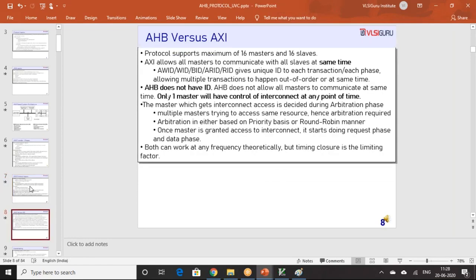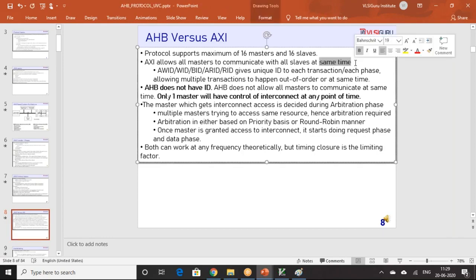Okay, now let us talk about the differences between AHB and AXI. The AHB protocol supports a maximum of 16 masters and 16 slaves. Even in AXI, we'll have a similar limitation. If you want to connect more components, you have to use another interconnect and connect to that. AXI allows all masters to communicate with all slaves at the same time. You understand the point? Same time.